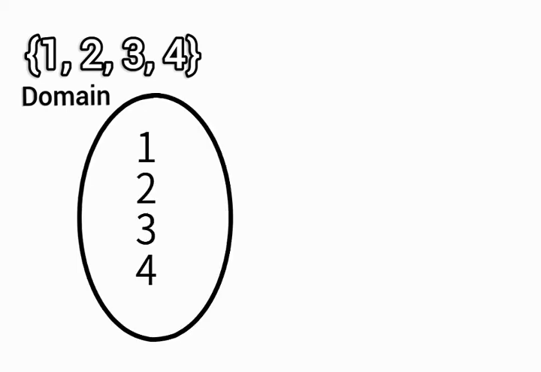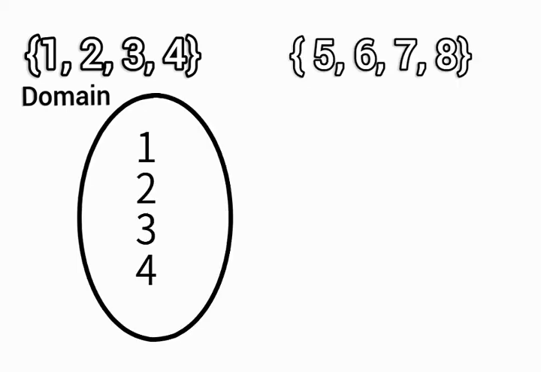The set of x values is called the domain. Those are your input values. And the set of y values is called the range. Those are your output values.